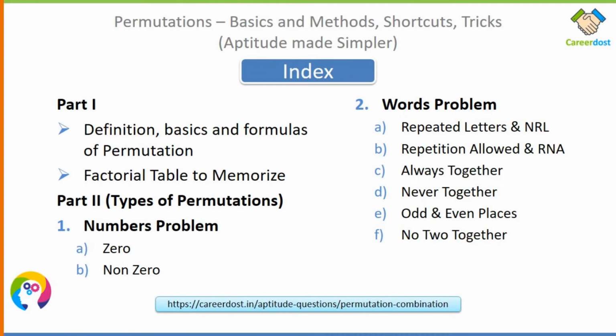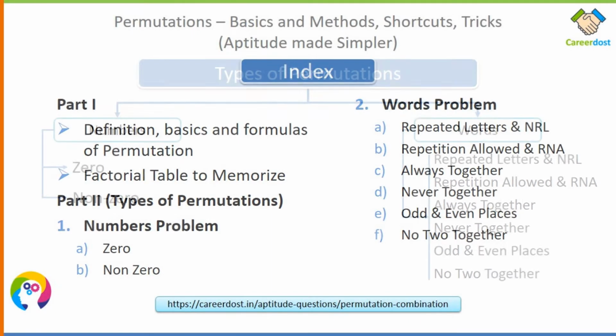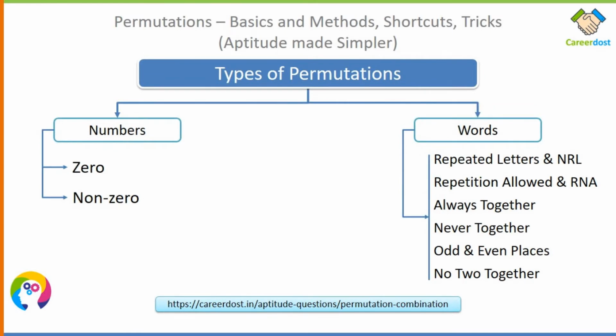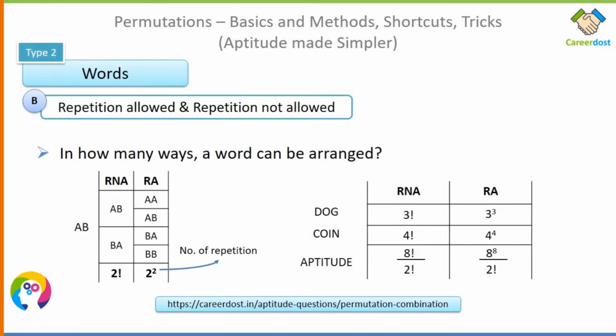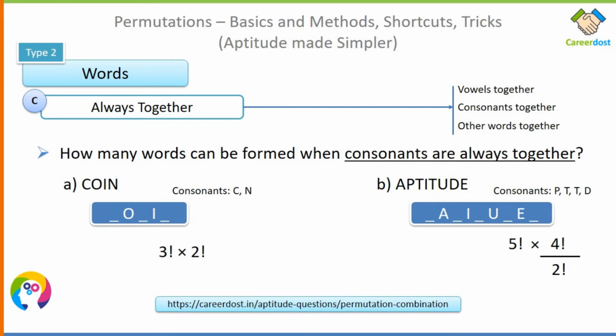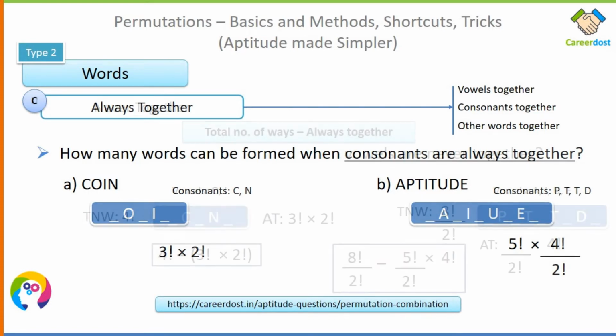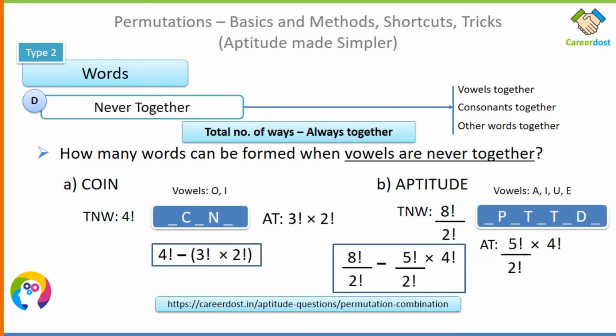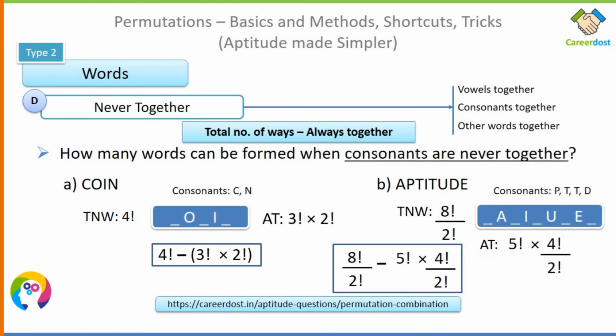Let's just recap what we discussed in this video. We started this video with the second type of permutation problems in words, which is repetition allowed and repetition not allowed. After that we discussed the third type of word permutation, which is always together, and we saw when the vowels, consonants and other words are always together. After that we discussed the fourth type of word permutation, which is never together, and we also saw all the 3 cases while dealing with vowels, consonants and other words.